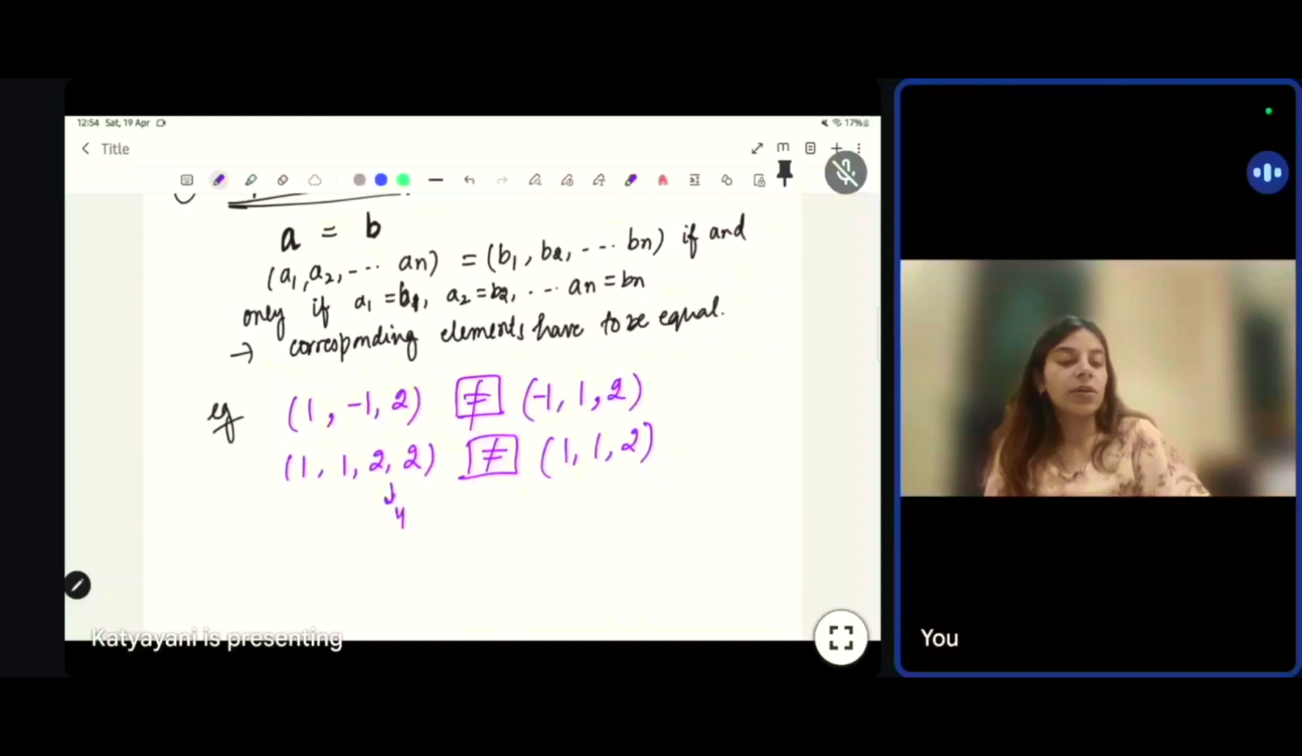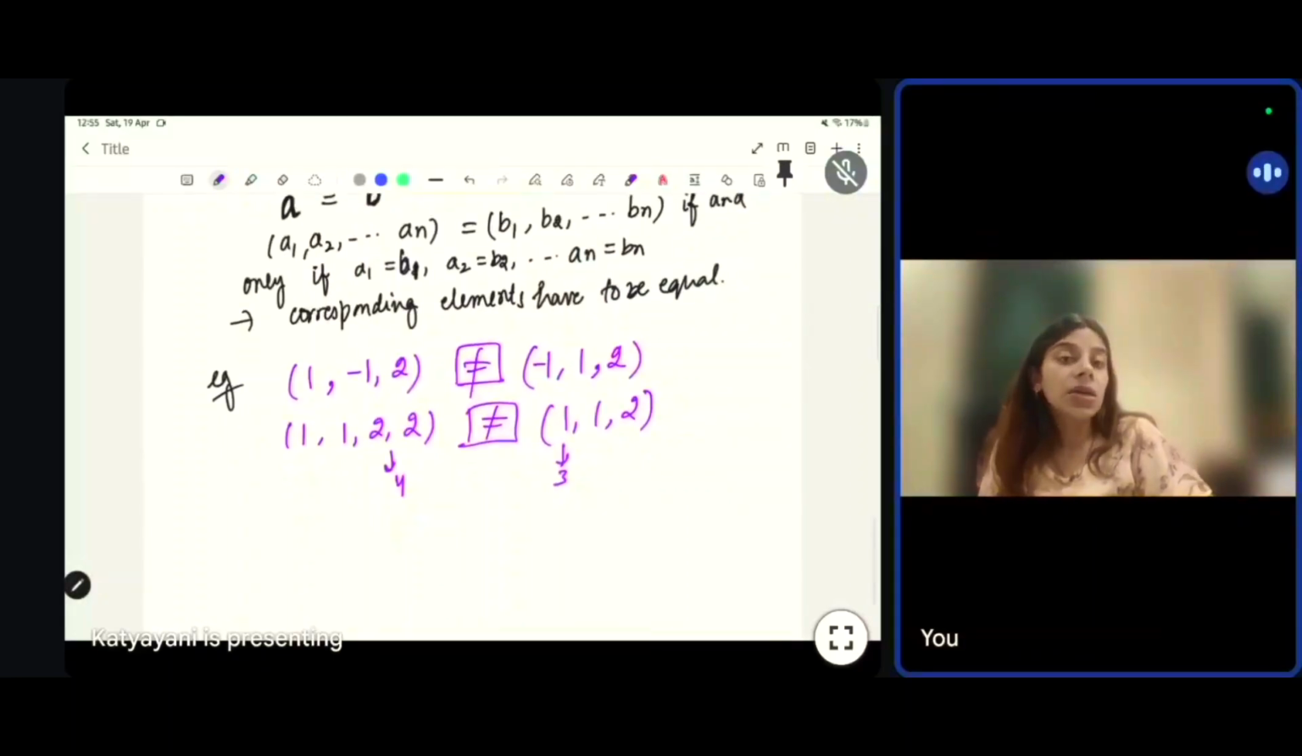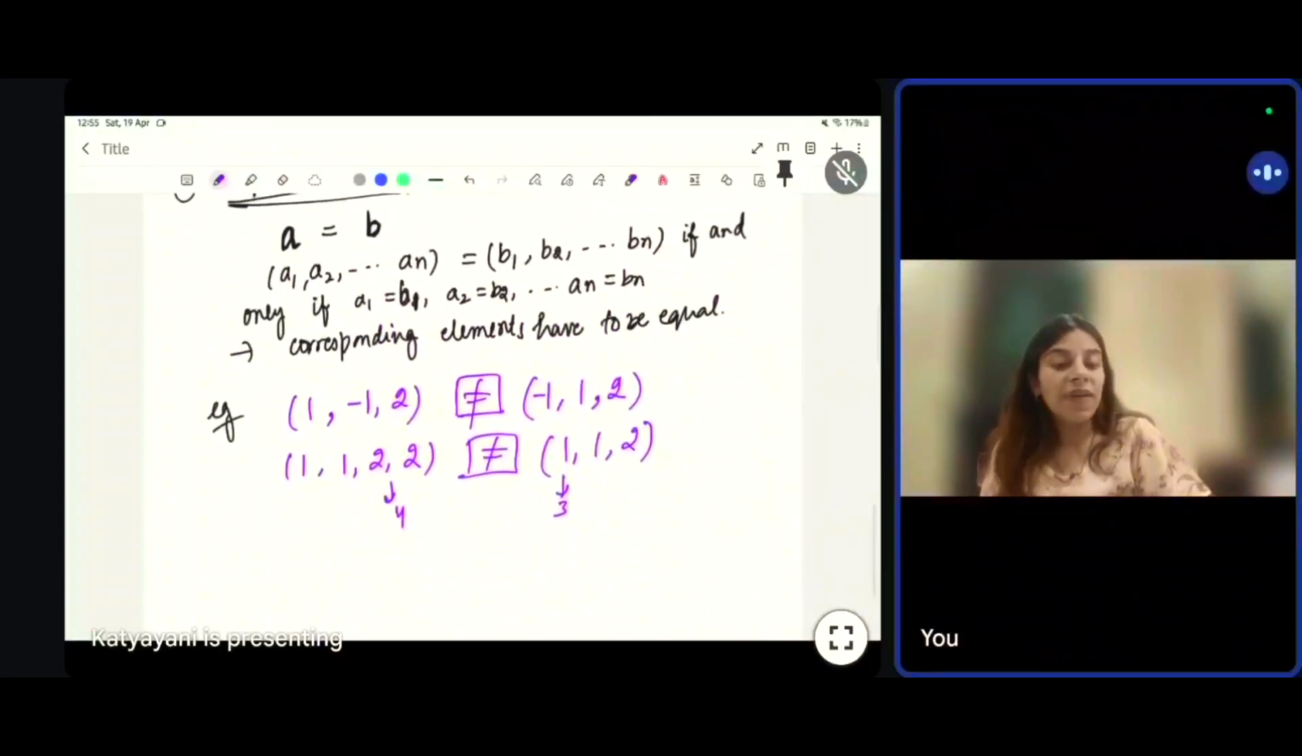So this is a 4 vector, this is a 3 vector. They cannot be equal. Both of them have to be of the same order. The vectors have to be of the same order. If the first one is a 4 vector, the second one has to be a 4 vector, and then the second condition is that their corresponding elements have to be equal. So this is it. What are equal vectors?